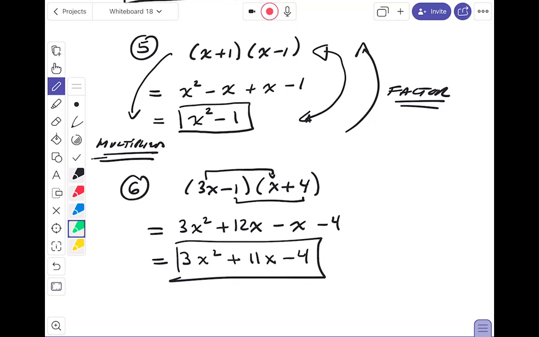Let's look at our answer key, see how we did. And what does it say? 3x squared plus 11x minus 4. All right, let's go to the next one. They're really not going to be much more difficult than this.